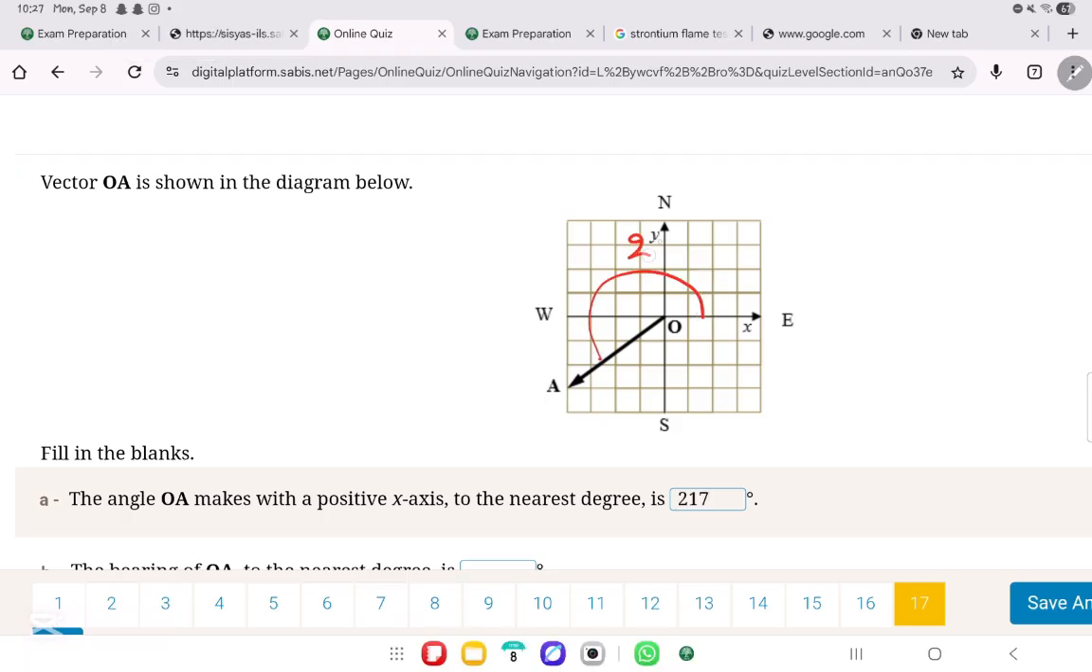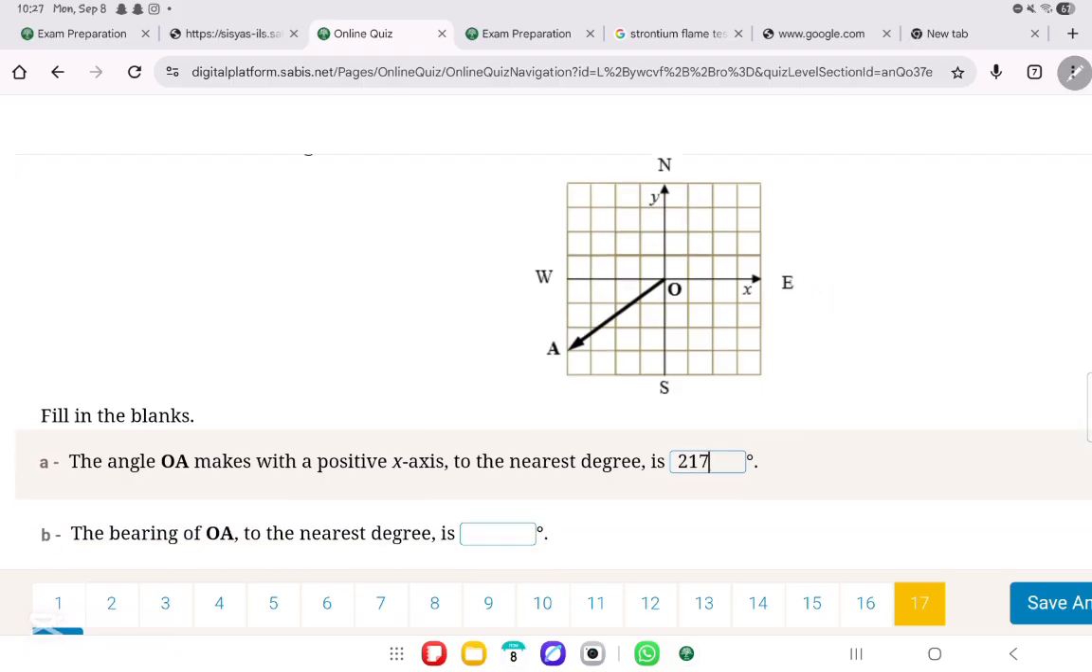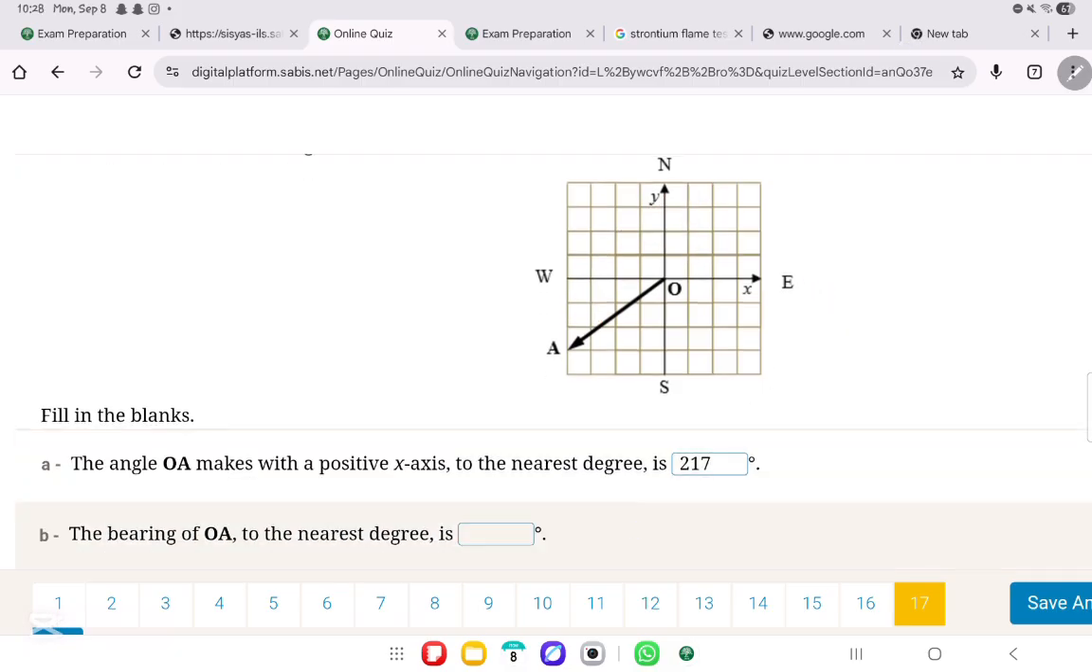This is 90, this is 90. That means what is left for this? There is 37 degrees left for this. Now, the bearing of OA. If this is 90 and this is 90 and this is 37 degrees and they want the bearing, first of all, what is the definition of bearing? Bearing is the angle starting from the North Pole turning clockwise.